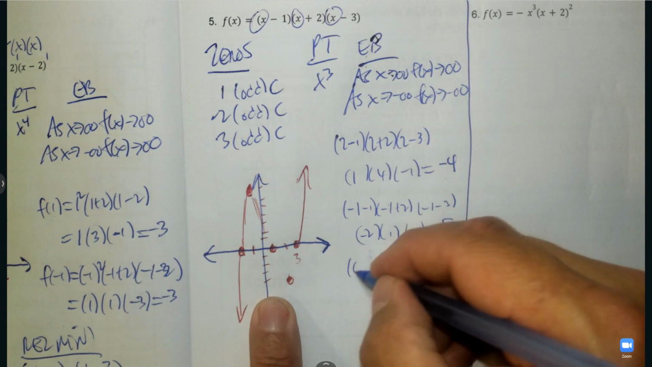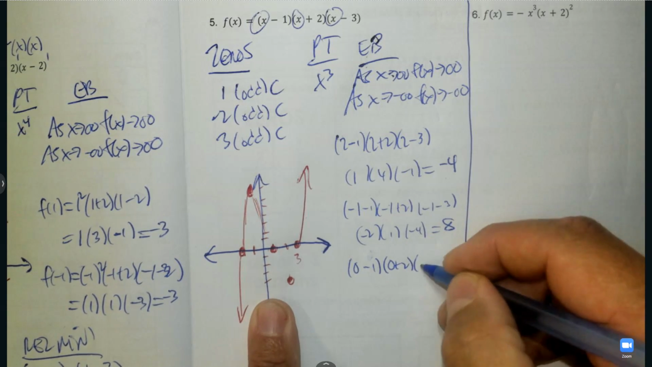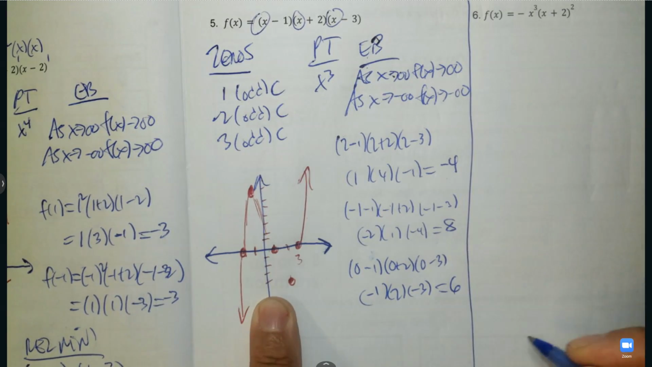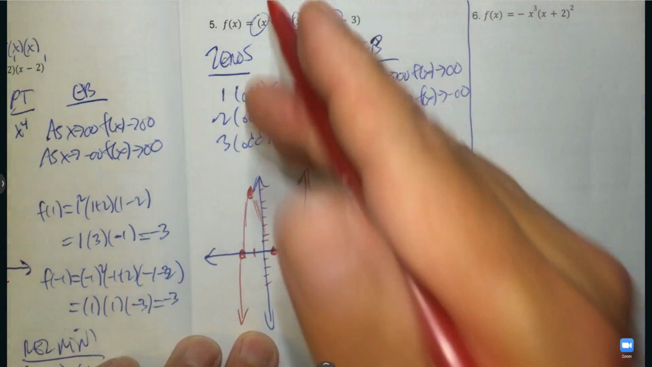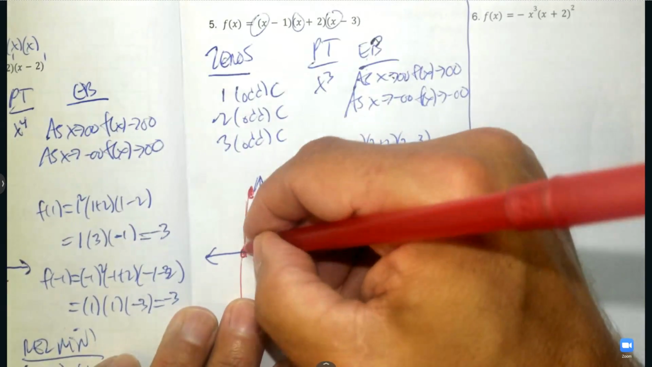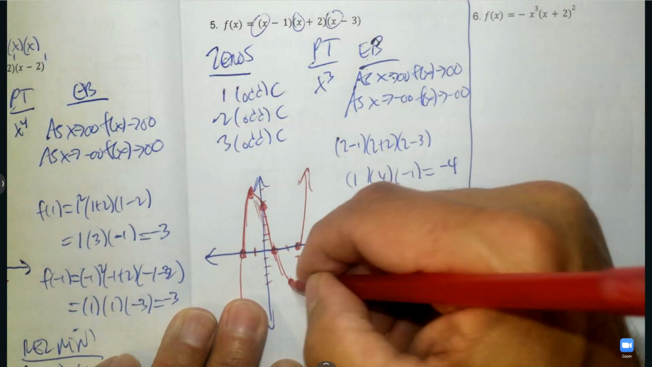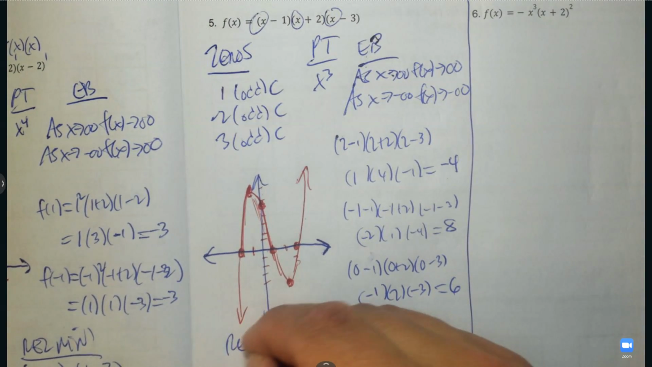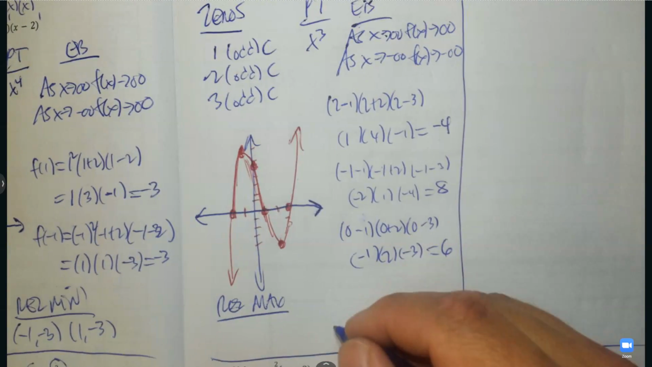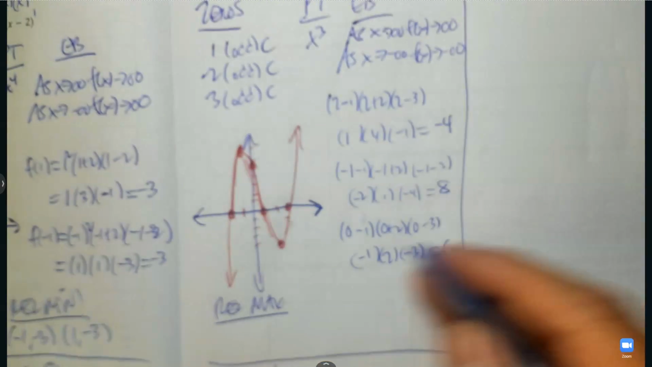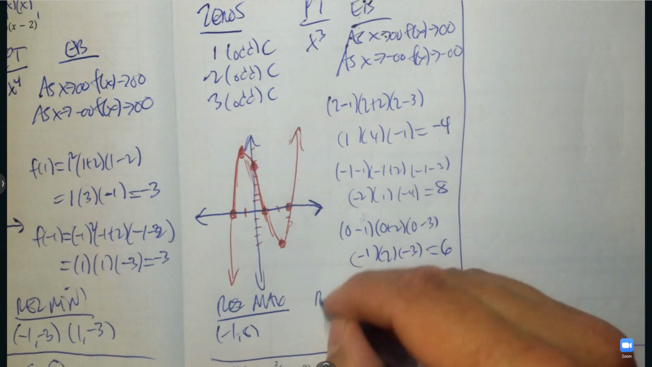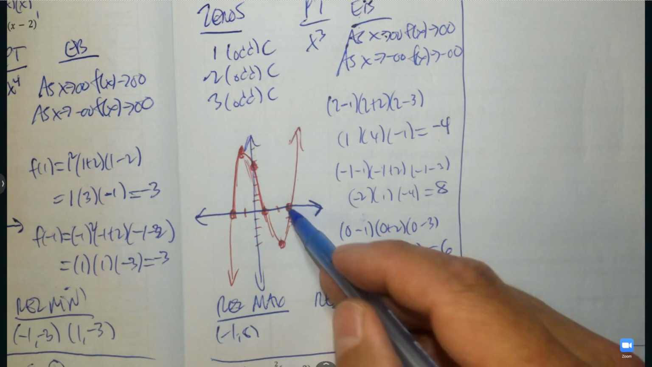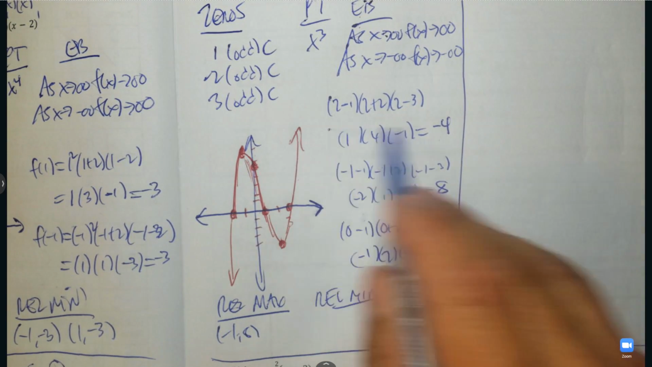So 0, 0 take away 1, 0 plus 2, 0 take away 3. So that's negative 1 times 2 times negative 3. So all together with the negative times the negative, that's 6. So like here, that's not a turning point, the y-intercept, but it gives me another point to make it look prettier. And then we have our max and our min. So we have a max at negative 1 and 8, and we have a minimum at 2. Is it 2? 2 and negative 4.